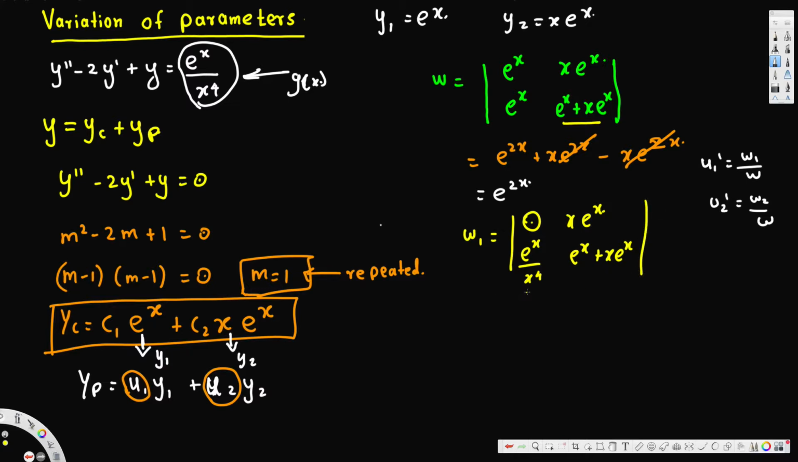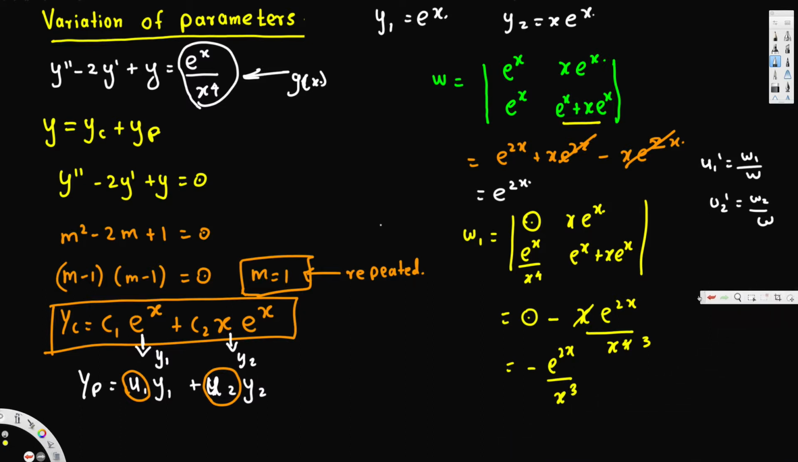Then we have to do the determinant again, like this: 0 times this one, that's going to be just 0, so 0 minus e^x times x e^x divided by x^4. So if you multiply this one, you will get x e^(2x) divided by x^4. Simply we can write it as negative, and we can cancel one of these x, and this will become cube: negative e^(2x) divided by x^3. Now we have found out w1. Next thing is we have to find out w2.